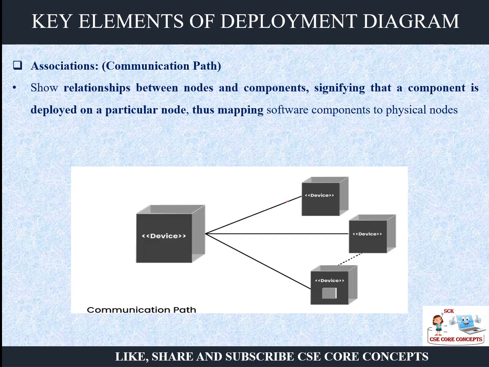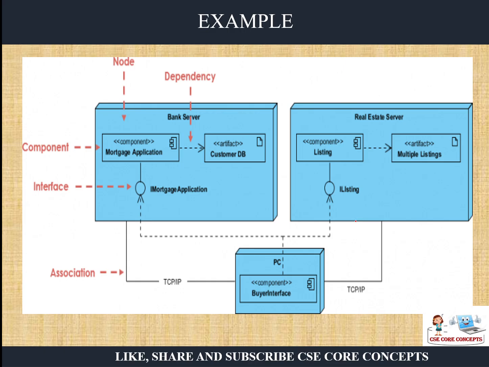Then dependency, and your association relationship can be associations. So association means you have a communication path. This device is connected to three other devices, like this also you can show. So mapping of the software components on the physical nodes.